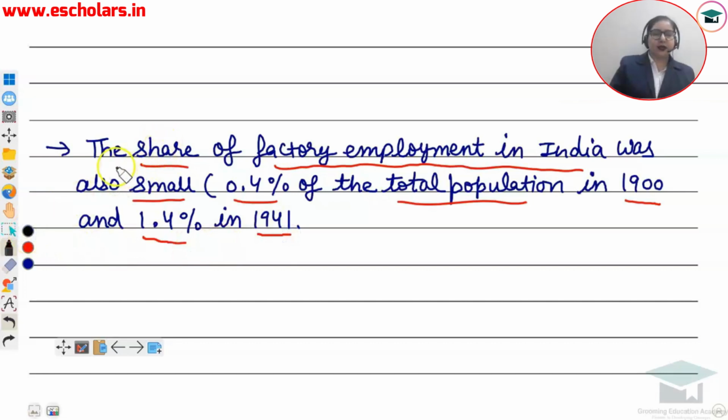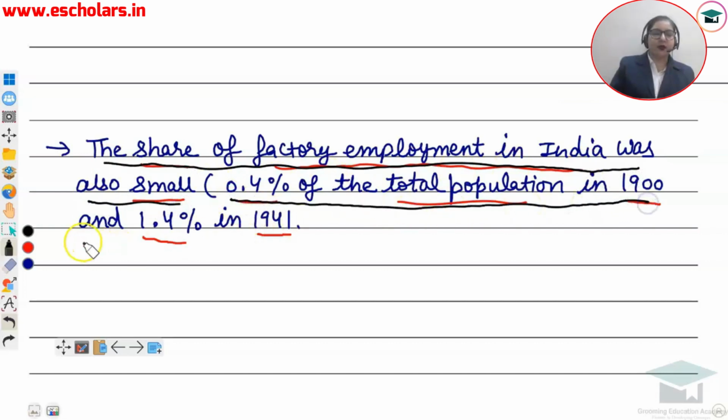So let's recall it till now. The share of factory employment in India was also small. It was 0.4% of the total population in 1900 and 1.4% in 1941.